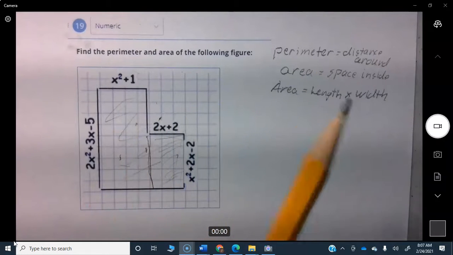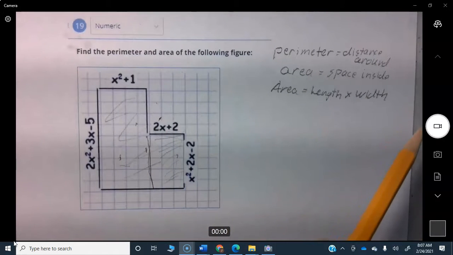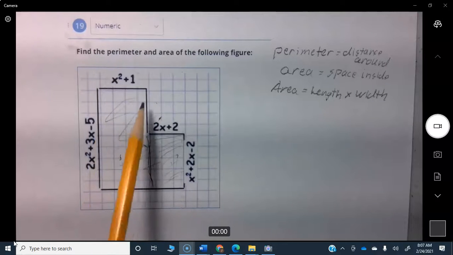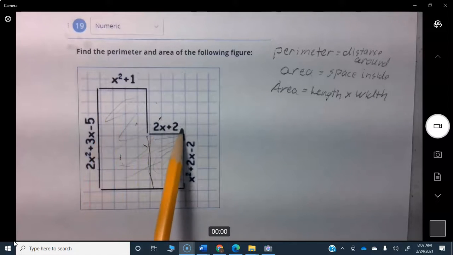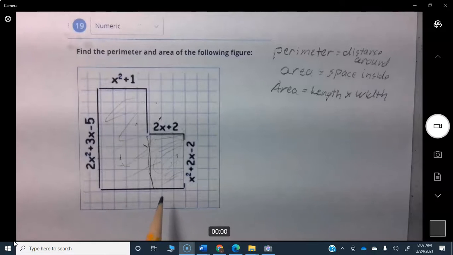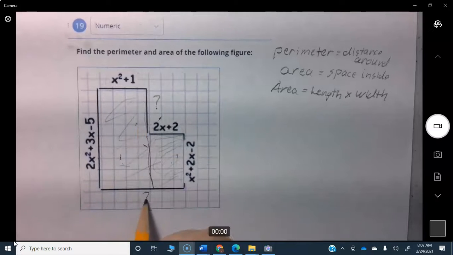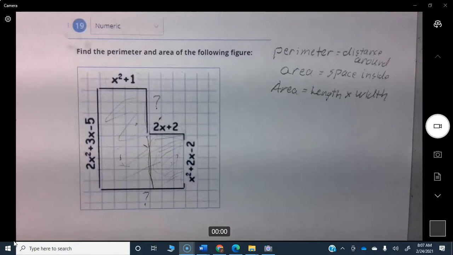In some problems, that's the easiest way to do the problem, not this one though. This one, the easiest way is to take it as 2 rectangles, figure out areas, add them together. Now perimeter is simply the distance all the way around. So the only sides we don't know are this side right here, this side right here, and this side right here. So we have to figure those out. Once we figure those out, we can add them all together.